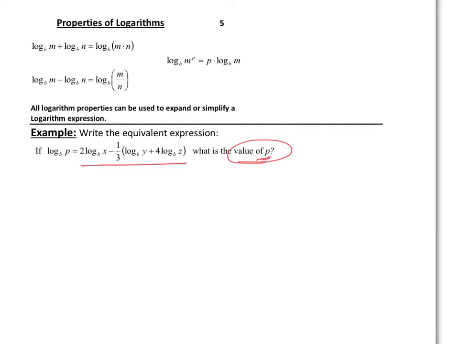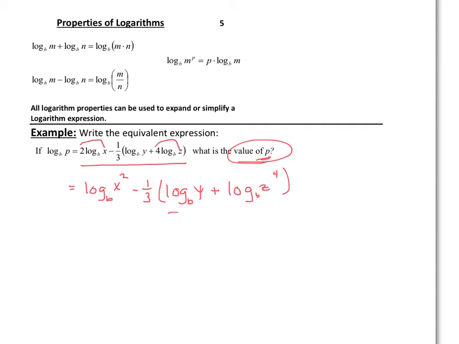So the first thing I want to do is move all my exponents. So I want to move my 2 and my 4. So I have log of x squared with a base of b, minus 1/3 log y with a base of b, plus log z to the 4th with a base of b.